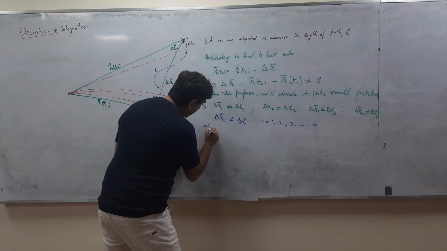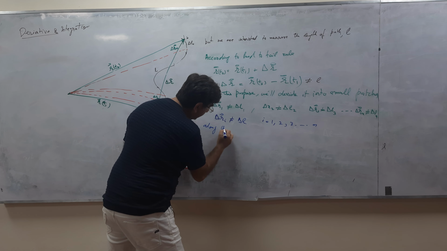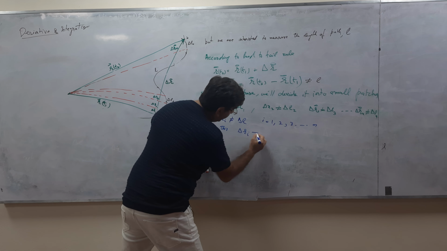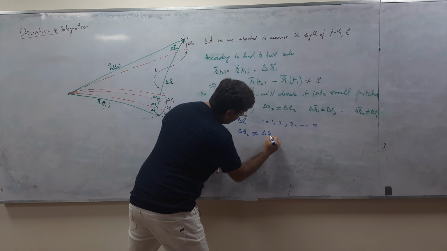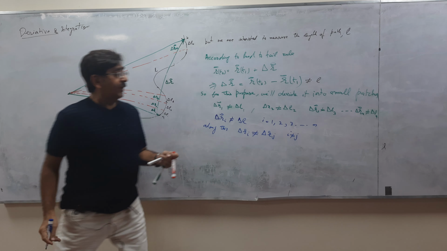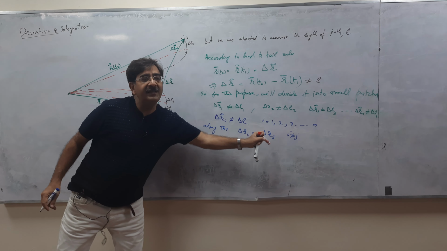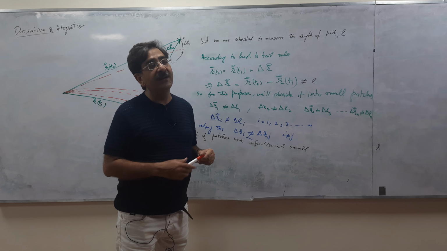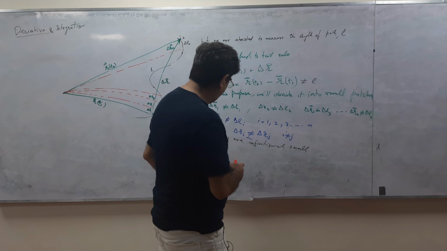Along this, delta Ri will not be equal to delta Rj, for i not equal to j. Meaning if you consider 1 or 3, the length may be different. For different r's, r will not be the same, not identical.